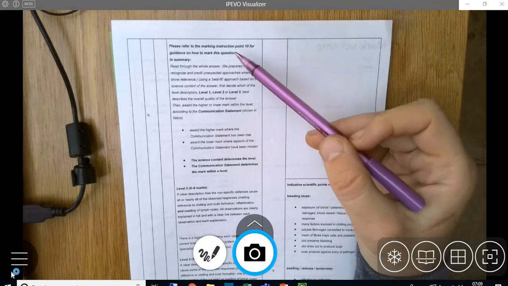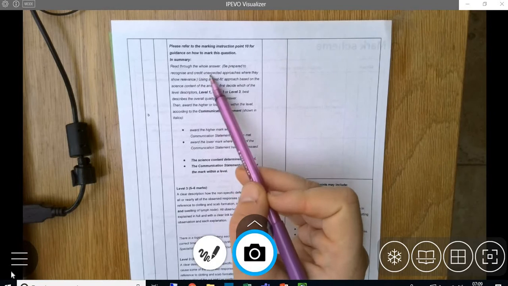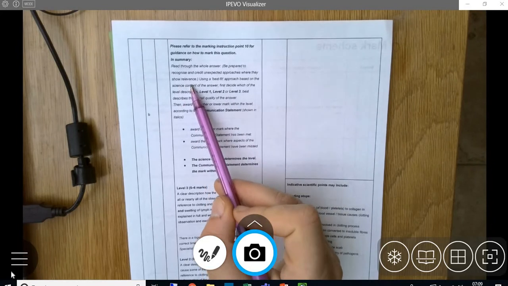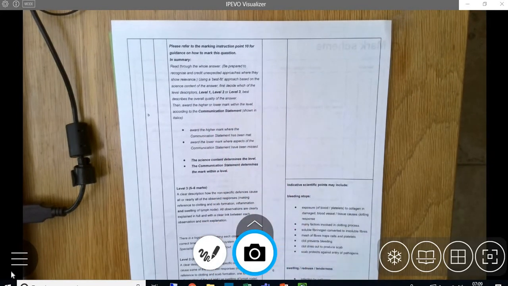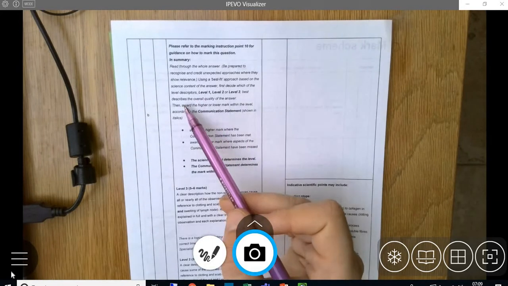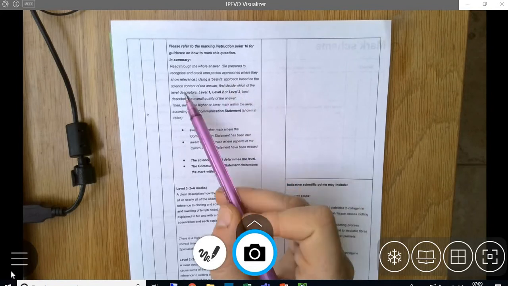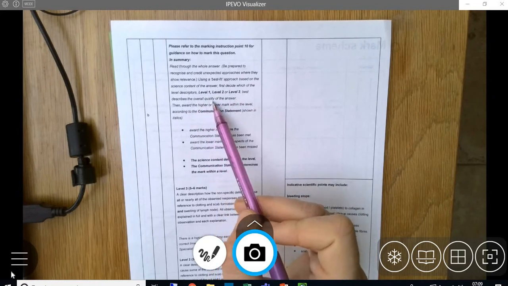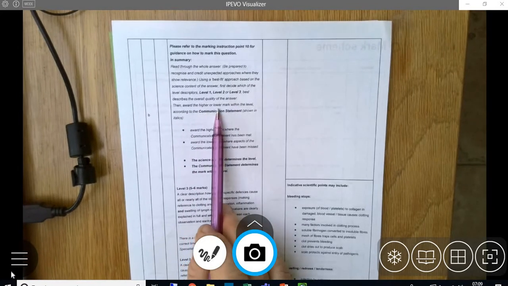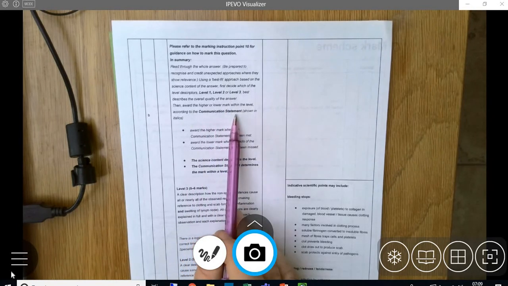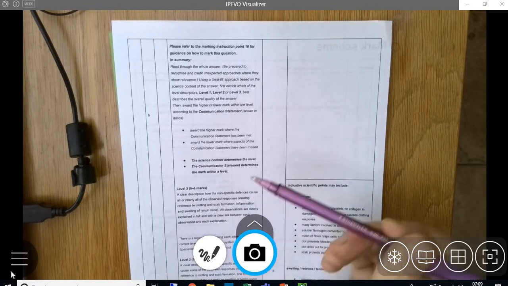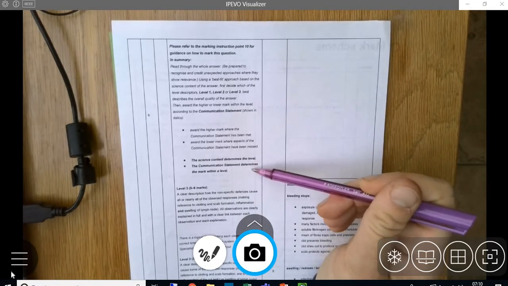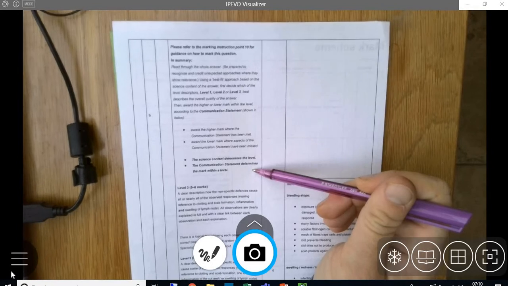First of all, read through the whole answer. Be prepared to recognise and credit unexpected approaches where they show relevance, so just because it may be stuff that's not included here, I can still award it some marks. Using a best fit approach based on the science content of the answer, first decide which of the level descriptors, 1, 2, or 3, best describes the overall quality of the answer. Then award the higher or lower mark within the level according to the communication statement shown in italics: higher where it is met, lower where it's been missed. So the science content determines the level, and the communication statement determines the mark within a level.